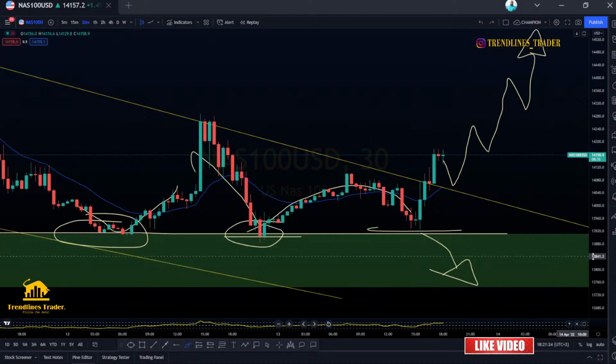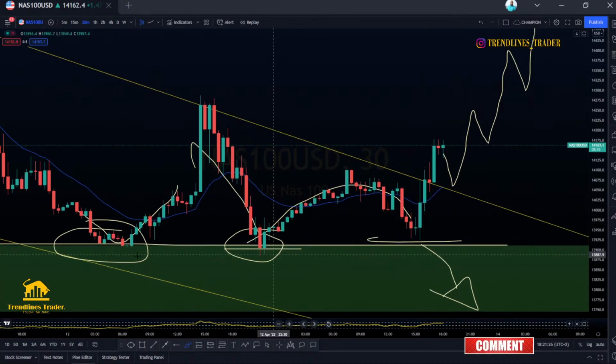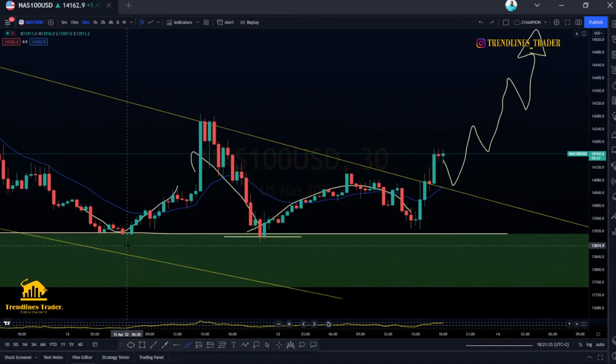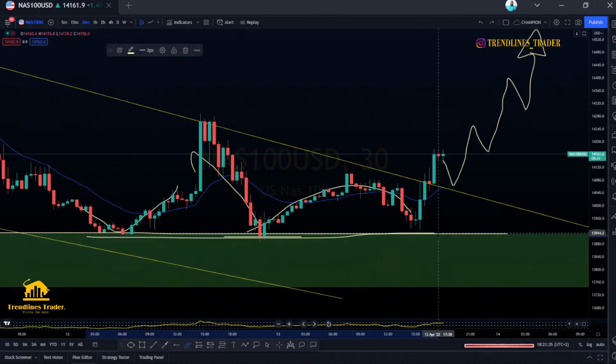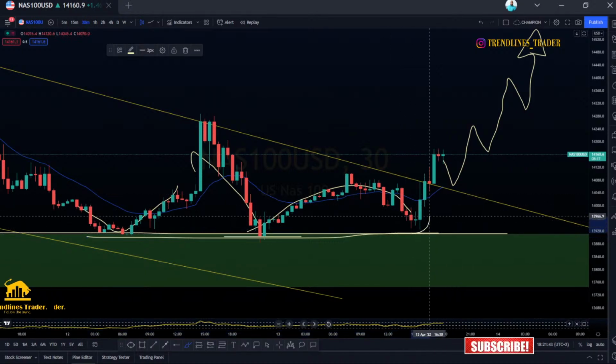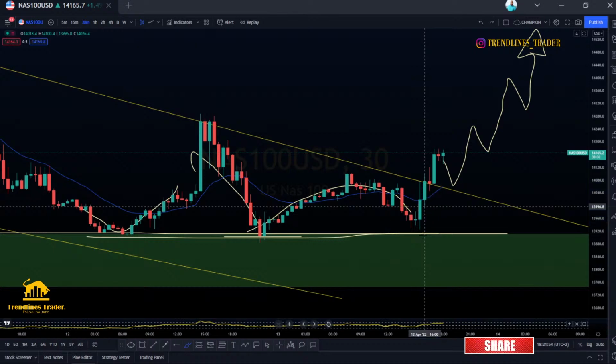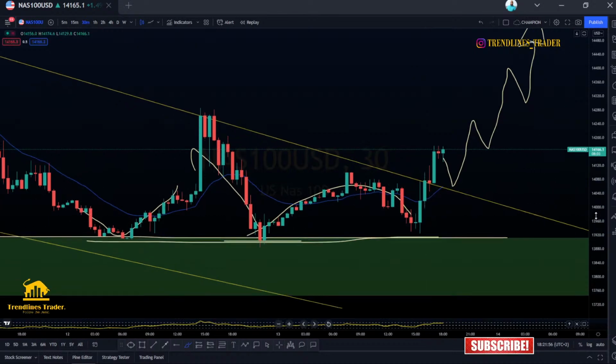I hope you do understand that whenever we witness the price respecting this area a couple of times, we still have to wait for the price to reach this level. And after it presents this type of candlestick pattern, we will know that it's pushing towards the upside. That's when we will be expecting those bullish candlesticks that you witness right here.